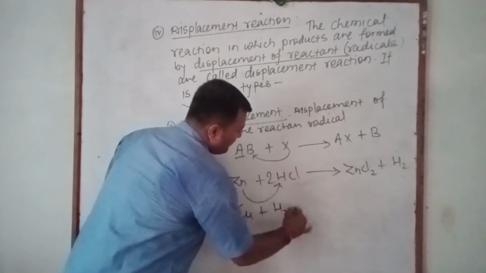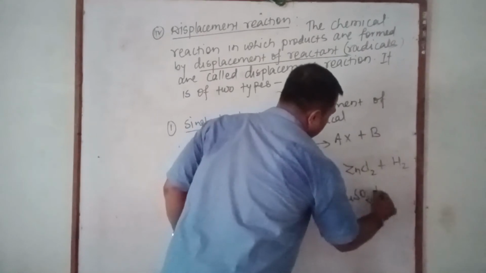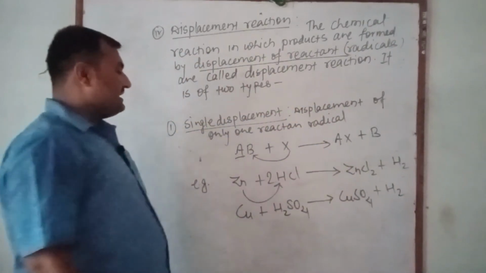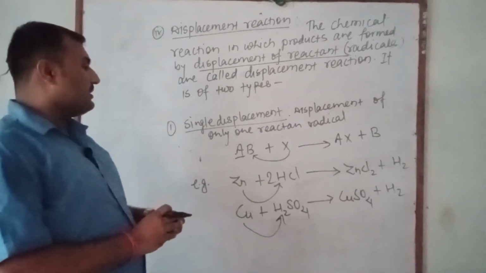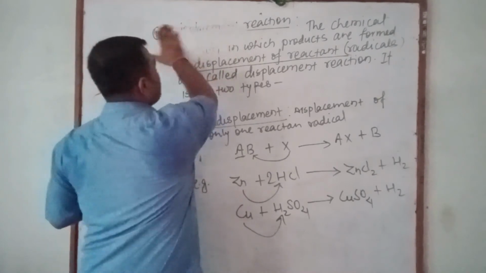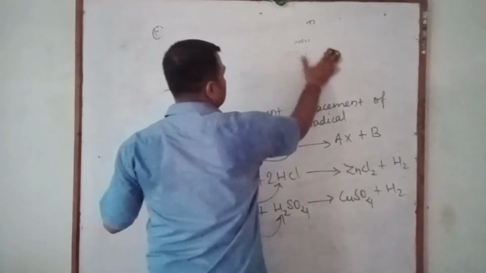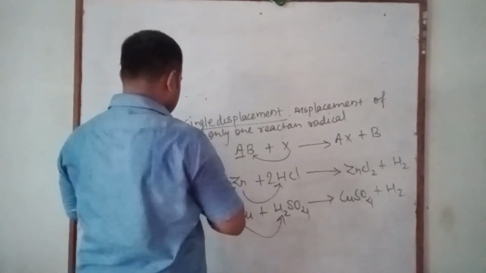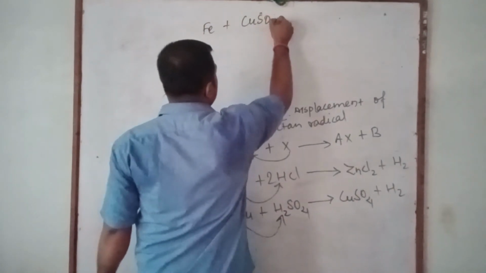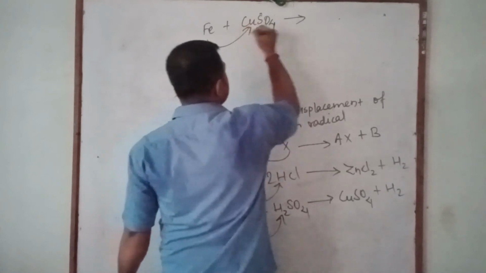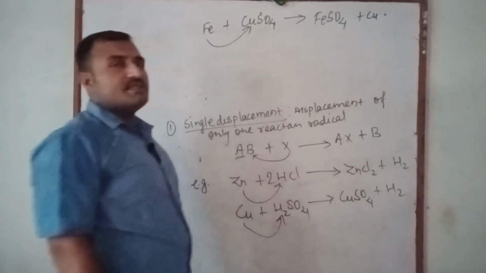Copper plus, suppose, sulfuric acid: when a metal reacts with an acid, it gives in general salt and hydrogen, and it is also single displacement, because hydrogen gets displaced by copper. Similarly, when iron is kept in copper sulfate solution, copper gets displaced by iron and it gives ferrous sulfate plus copper. Here it is called single displacement.